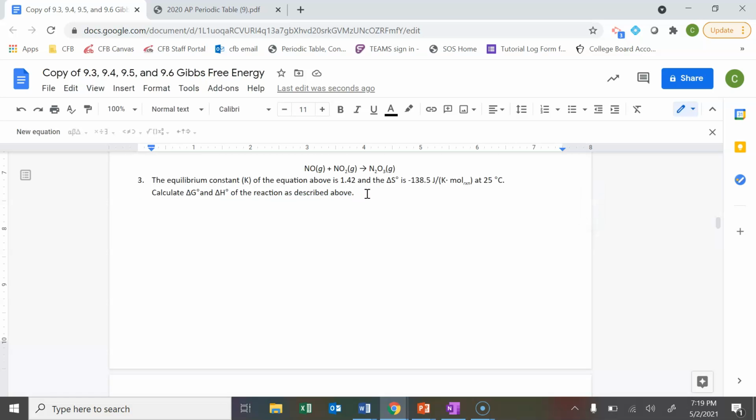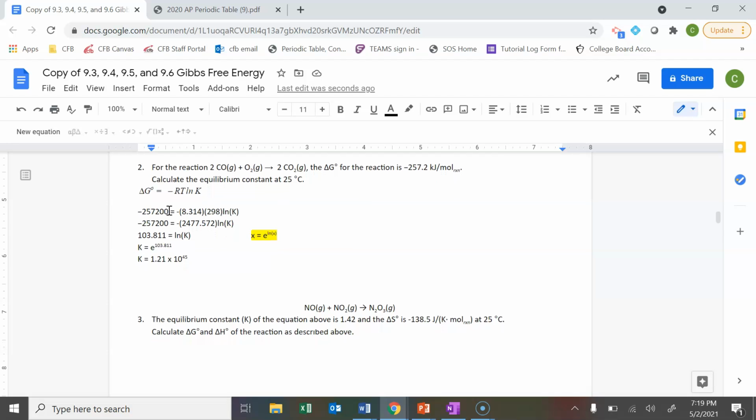Okay, so we can think about a few different things that we could do. First thing I recognize is I have K and I need delta G. There's an equation that gets me delta G just from knowing K and the temperature. That's what we just used, so we're going to start with that equation. Delta G equals negative RT ln K.